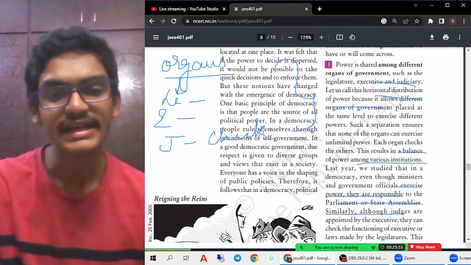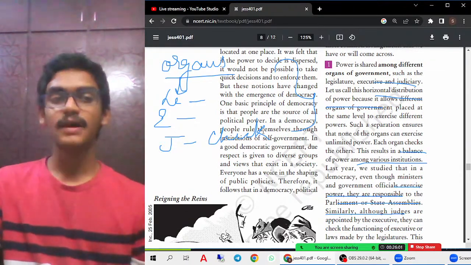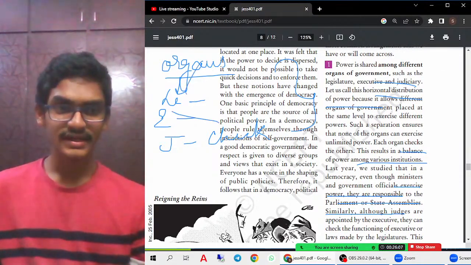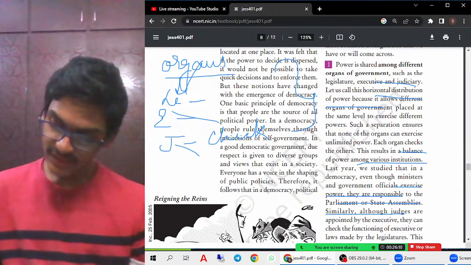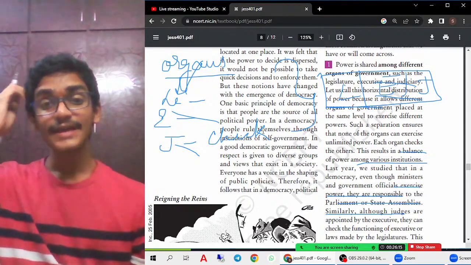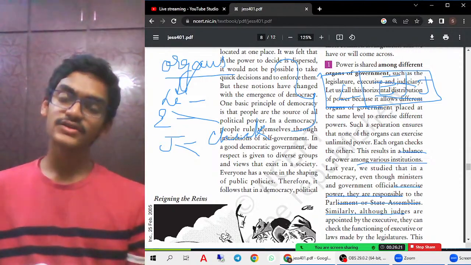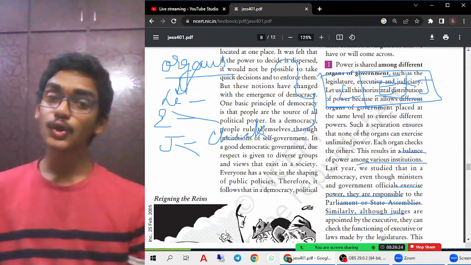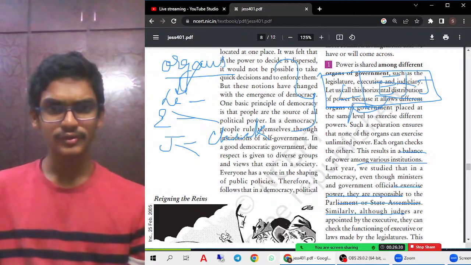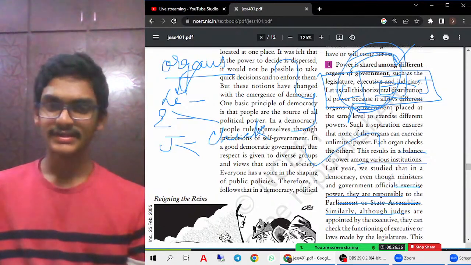So what we can understand is that all these organs are placed at the same level, but they exercise different powers. They are not superior to one another. It is not like legislative first, then executive next, then judiciary third. It's not like that. All three are there together: this is legislative, this is executive, and this is judiciary. Therefore, they are placed at the same level. Therefore, this is called a horizontal power division, because all are given equal powers. Okay, and no one is answerable to anyone, because judiciary is not answerable to legislature, legislature is not answerable to judiciary, and so on for the executive. Okay, that will help you understand this.